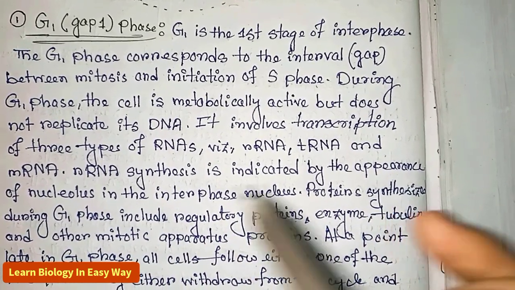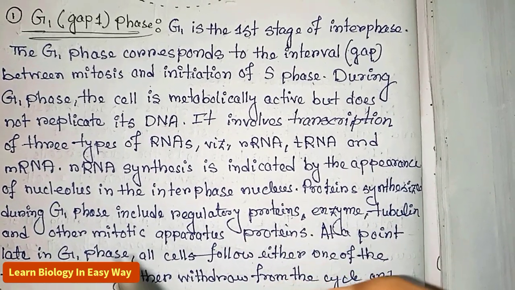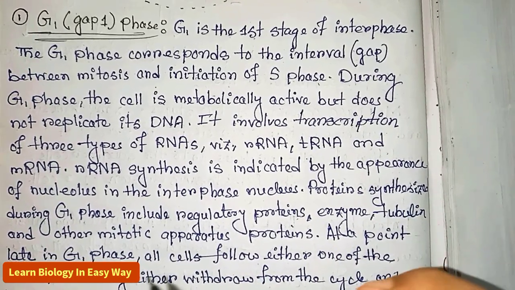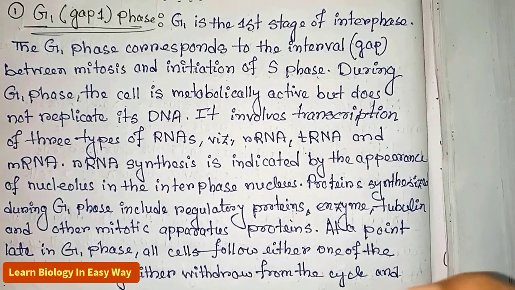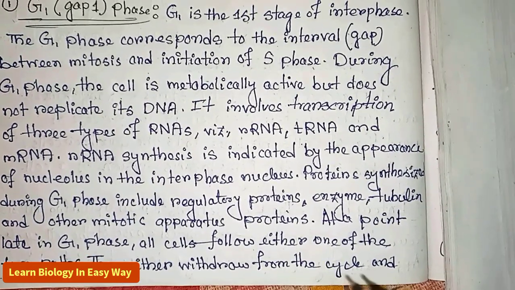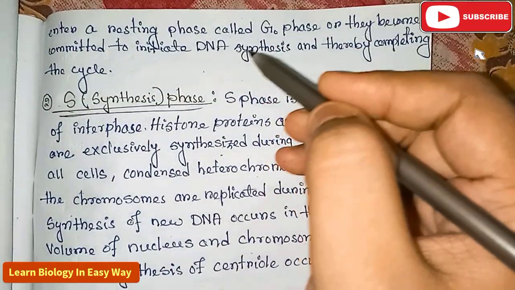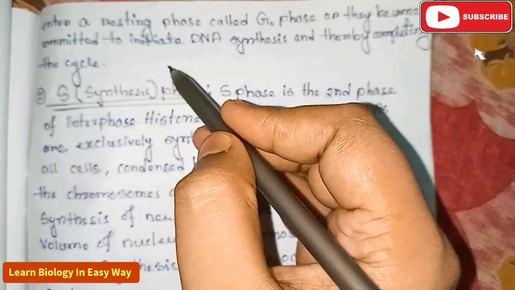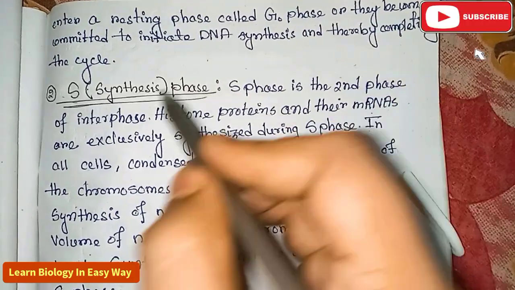Proteins synthesized during G1 phase include regulatory proteins, enzyme, tubulins and other mitotic apparatus proteins. At a point late in G1 phase, all cells follow either one of the two paths. They either withdraw from the cell cycle and enter a resting phase called G0 phase, or they become committed to initiate DNA synthesis and thereby completing the cycle.